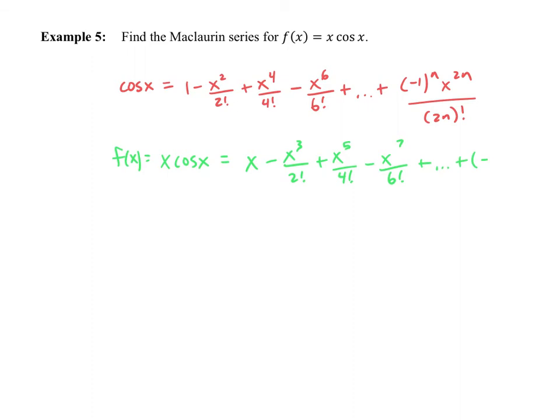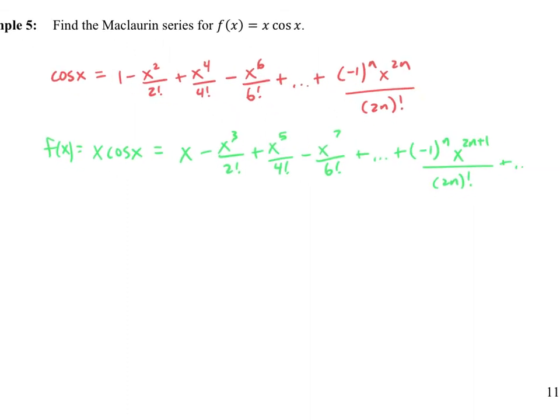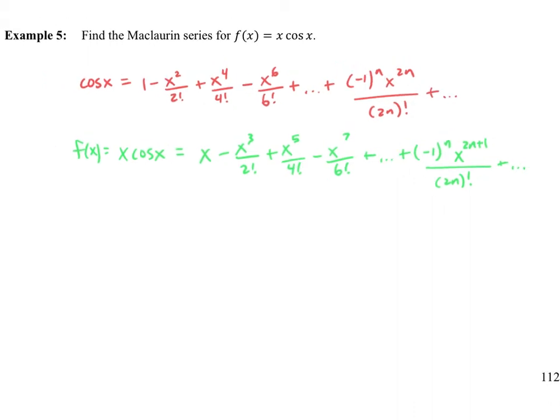Our general term will be negative 1 to the n, x to the 2n plus 1 divided by 2n, that quantity factorial. And then, of course, we would continue in terms of our pattern. So there you go. You can see that we can start manipulating these different functions now. We can start using the things we know, and then we can algebraically manipulate it to get to a different function. Let's move on to the next page and do a summary.